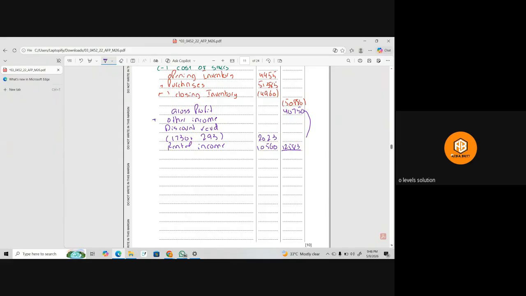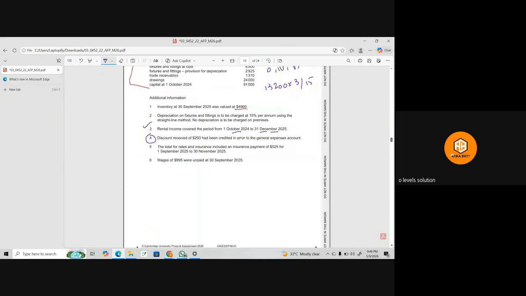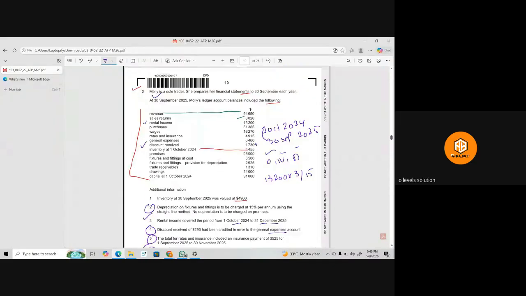40750 plus 158. Okay, so this is 53333. Okay. Then we need to minus less expenses. Just go up. So we have this expense, this expense, this expense, and this expense. There's a lot of adjustments. Okay. We have wages and there's an adjustment regarding it.